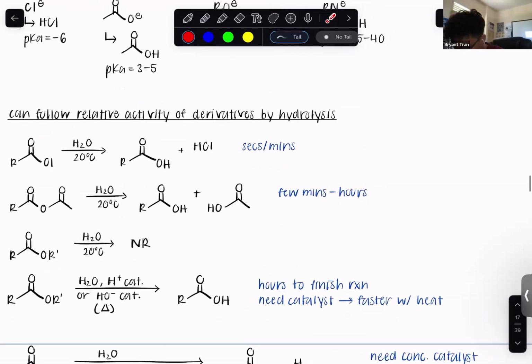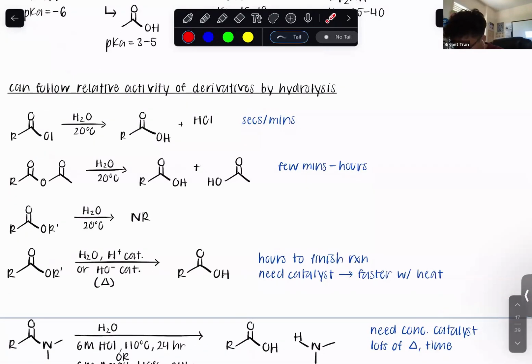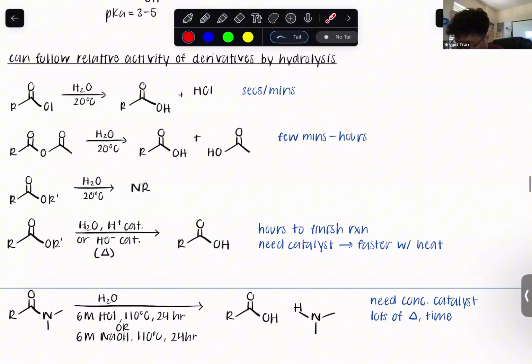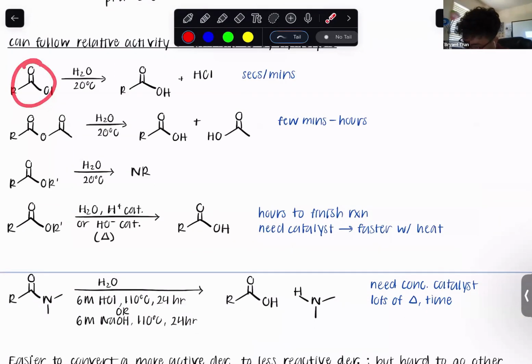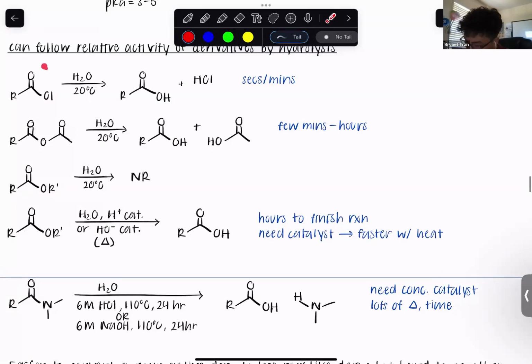Now, if we move on to the next one, we can follow the relative activity of derivatives by hydrolysis. So this is an acyl halide, this is an anhydride, this is an ester, amide. Hydrolysis is converting all of those derivatives into a carboxylic acid, the parent functional group, right? Acyl chloride is the most reactive derivative, so we don't need acid, we don't need base, we don't need high temperature. We just need water at 20 degrees Celsius to get that carboxylic acid right there with HCl.